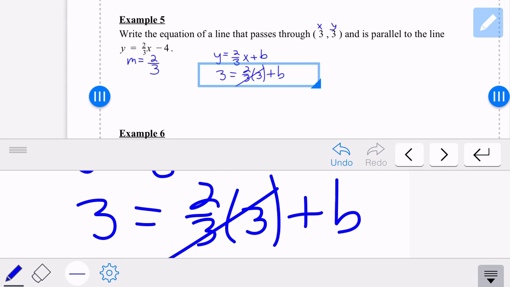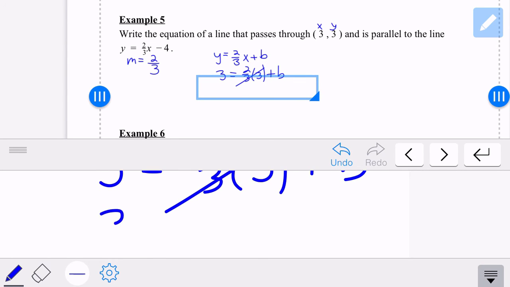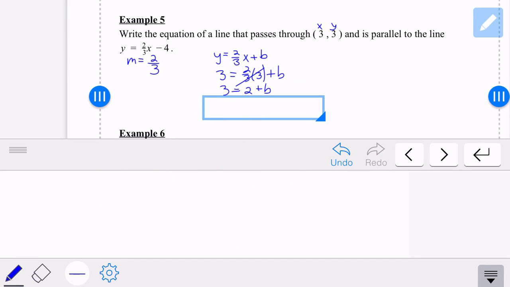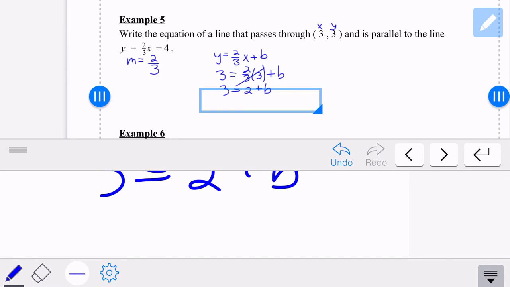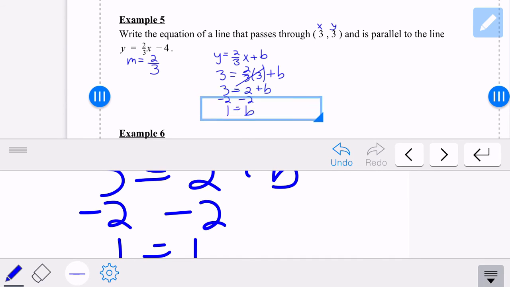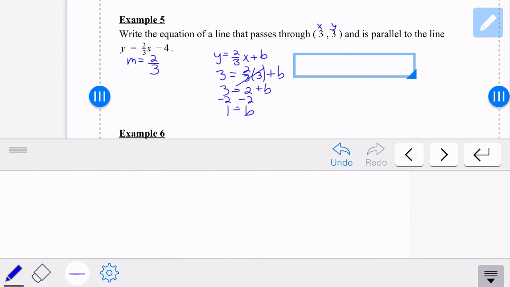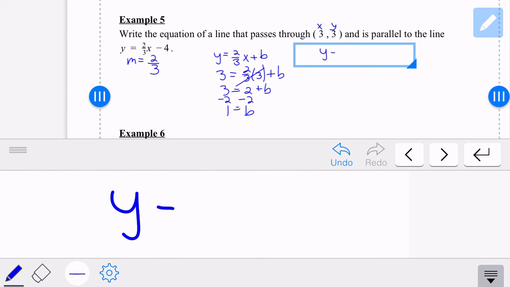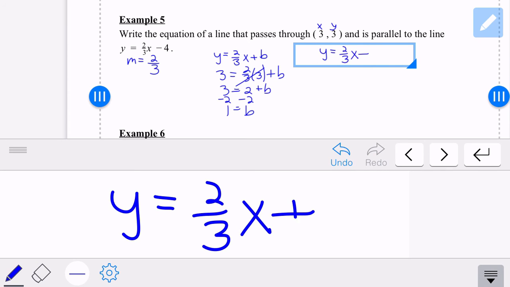And if you've noticed before, those 3's are going to cancel, which is going to leave us with 3 equals 2 plus b. So minus 2 from both sides here in order to solve for b. So 1 equals b. So then we can write our final equation, and we have y equals 2/3 x and then plus 1.